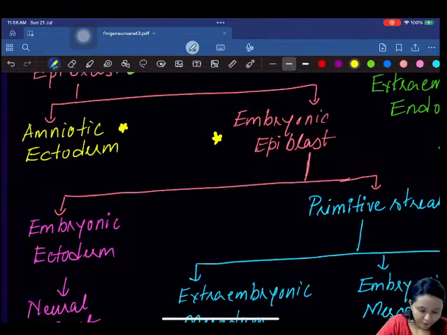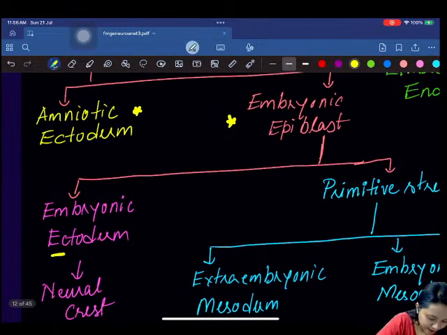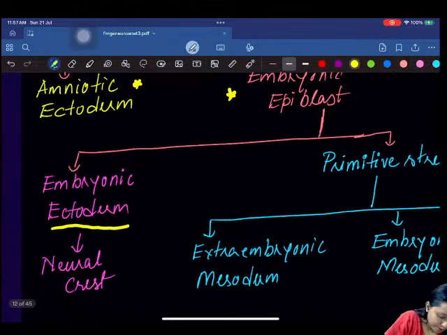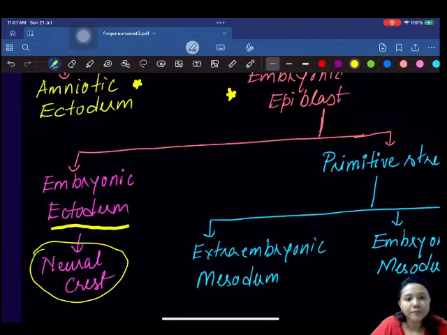So the embryonic epiblast gives rise to the embryonic ectoderm, and from this embryonic ectoderm you have the neural crest cells. This embryonic ectoderm is also the neuroectoderm. So you are getting the neural crest cells from the embryonic ectoderm.